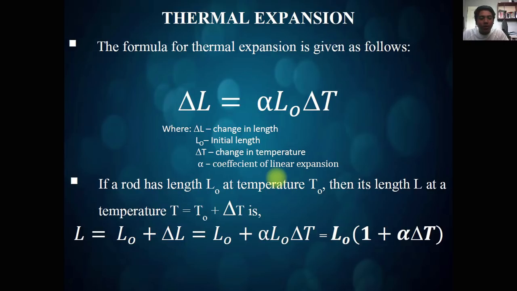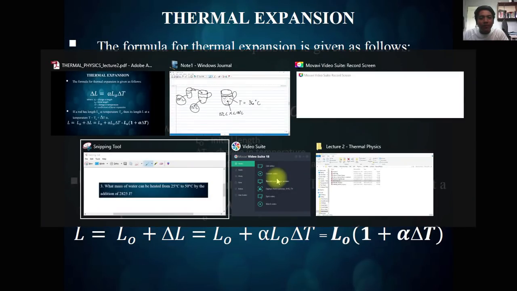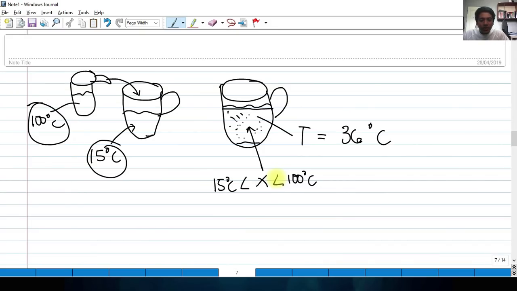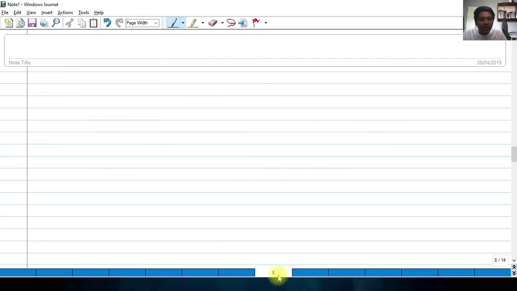So what are we going to do here? This delta L is the change in length. That is the change in length. So again, if we have a rod here, let me just draw it.